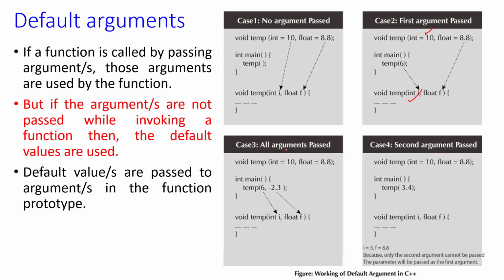In case 3, all arguments are passed. You have one integer and one float, and in the main program also you have one integer and one float. These are passed to the corresponding formal arguments. So all the arguments are passed. Similarly, once you know all these things, it is very clear. Integer 10, 8.8. Here the decimal is transferred. The decimal is the second argument. So only the second argument will be transferred.